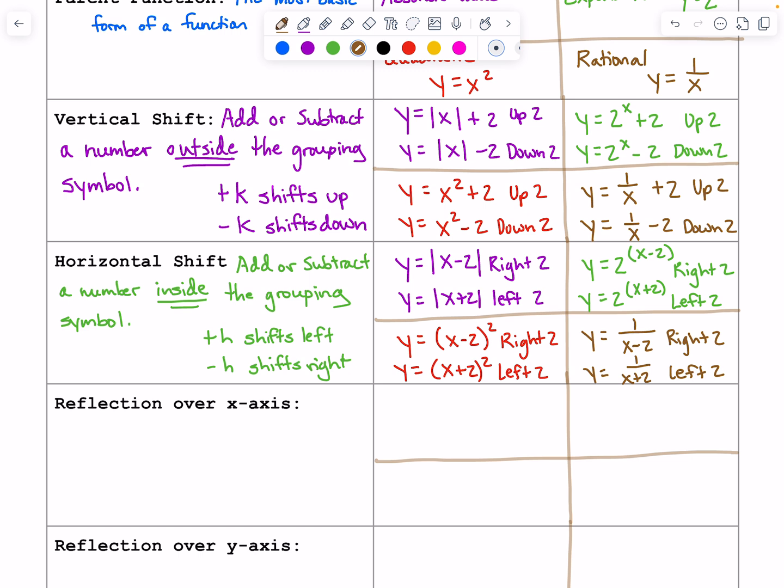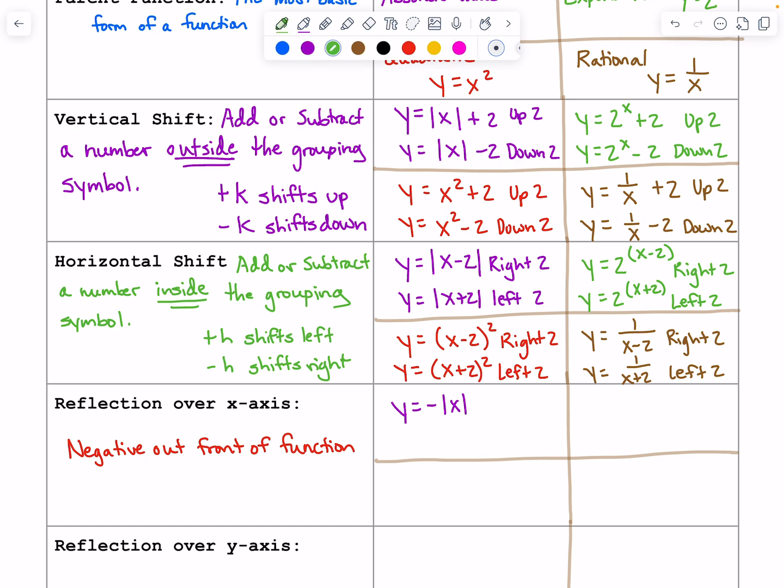All right, the next one says reflection over the x-axis. So that is when you have a negative sign out front of the whole function. Out front of the function. So that's all it is for a reflection over the x-axis. So y equals negative absolute value of x is really all we have to write for that one.